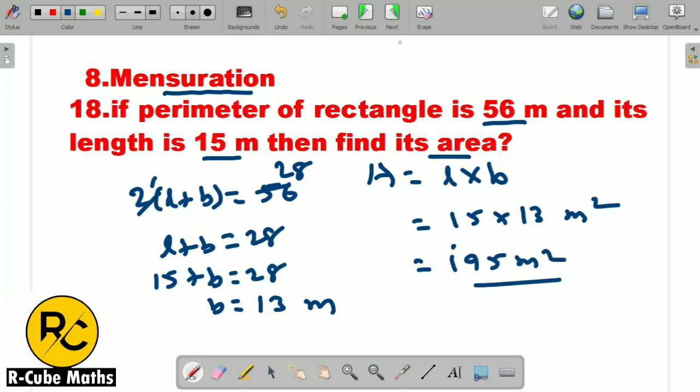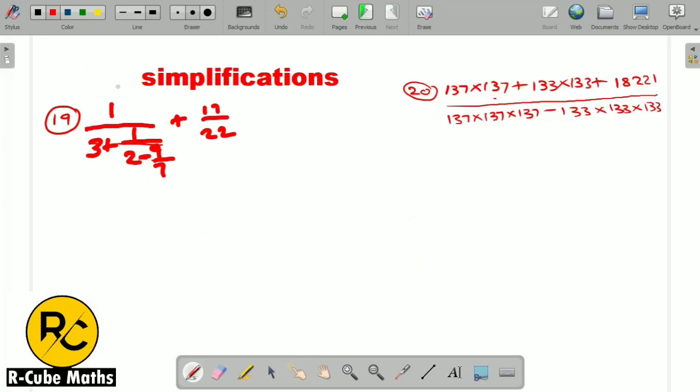Right, next question. Now observe here, a question on simplification. This is continued fractions. We have to simplify from down to up. So now take the denominator. Observe here, 2 minus 9 by 7 means 7 twos are 14. 14 minus 9, we get 5 by 7.